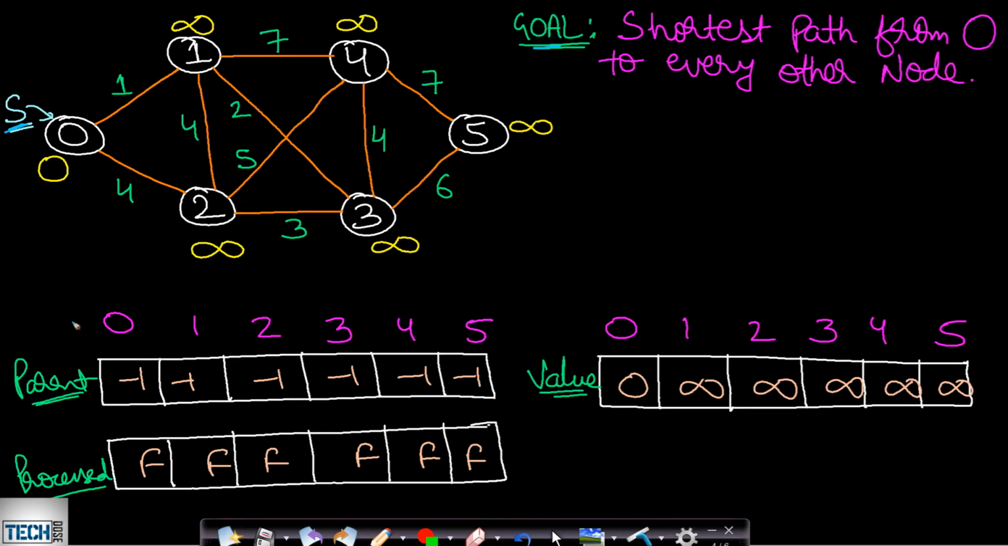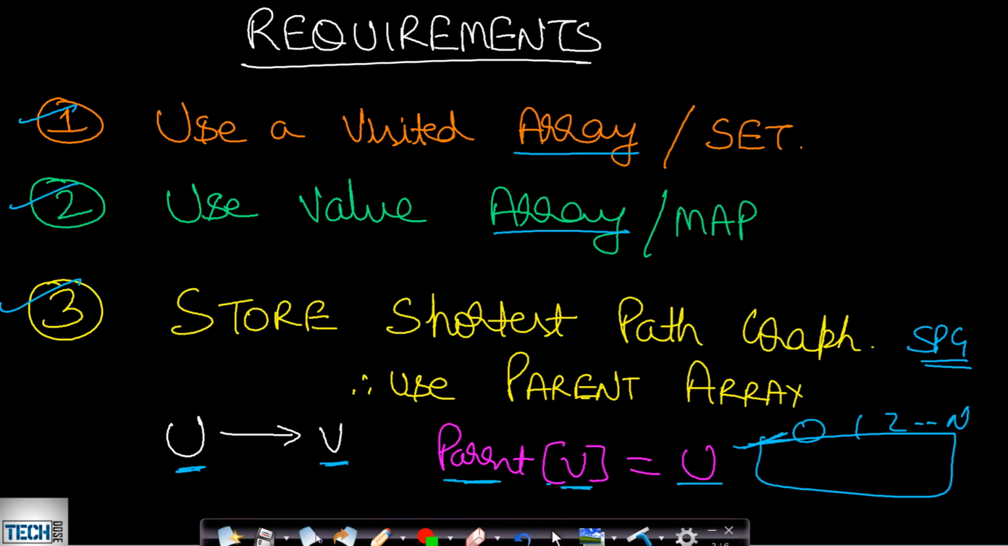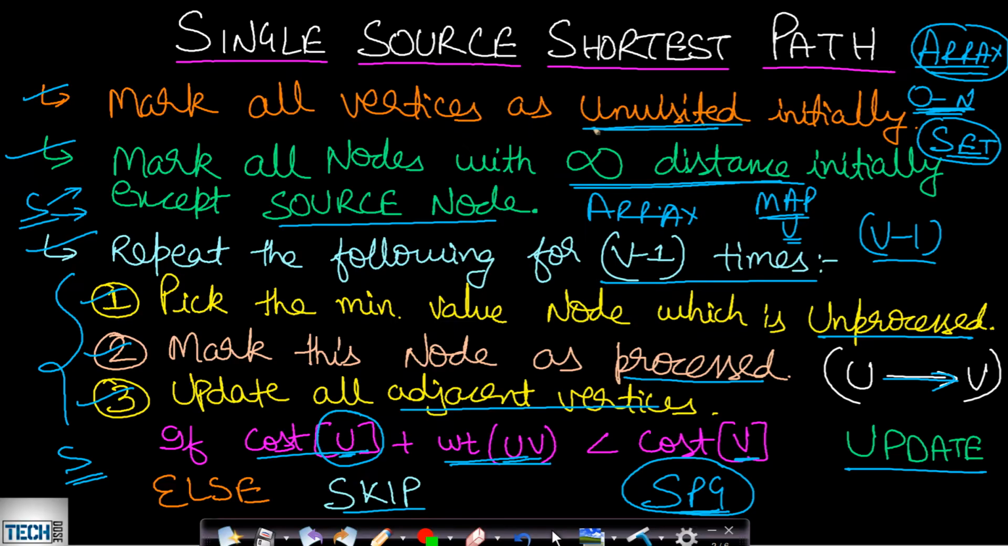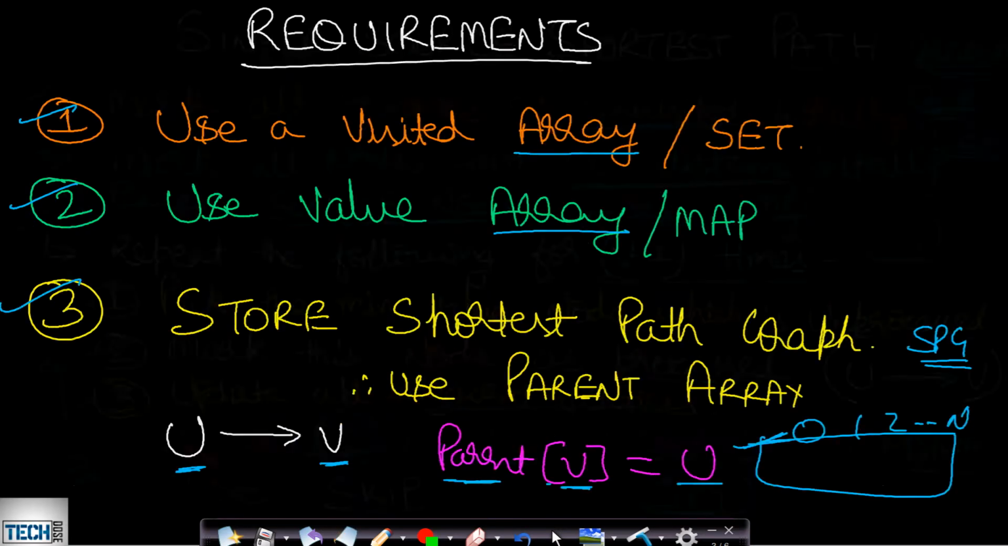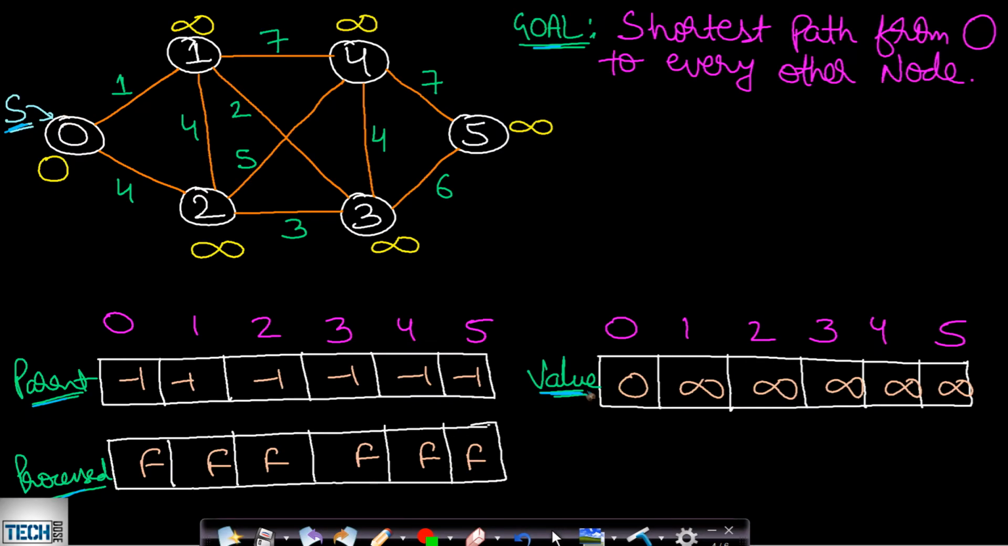As I said earlier, we will be using 3 arrays. The first array will be the parent array, the second one will be the processed array, and the third array is the value array, which will store the shortest path starting from the source node and ending at a given node. According to our steps 1 and 2, we will mark all the vertices initially as unvisited, and we will also mark all the nodes with infinite distance except the source node. We will mark all the values with infinity except the source node, which will be marked as 0, so that it will be picked first.